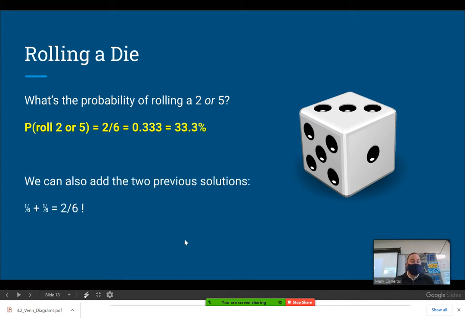Well, another way I could have done that, we could have added the 2 previous answers, right? 1 out of 6 plus 1 out of 6 is 2 out of 6. Okay, so this is one way to answer this question, adding the 2 previous solutions. But be careful of the wording. I said or.